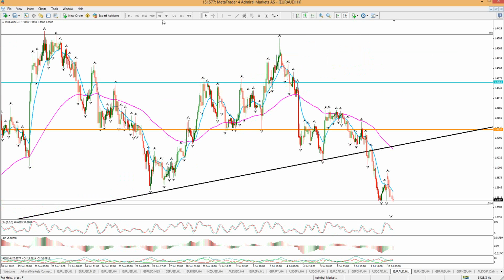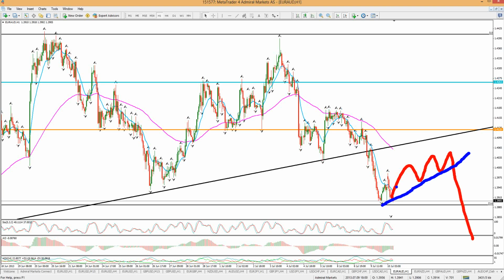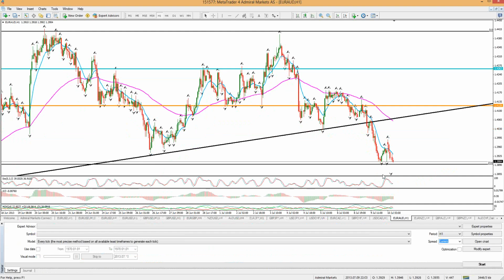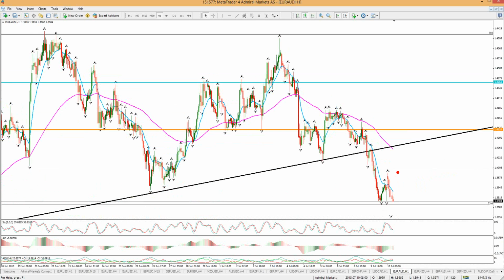All right. The 1 hour world doesn't have any structure that I like at the moment. What I'll be looking for is maybe a correction like this, and then the next one could be a good break. All right, something like that. Currently, it's just moved down, and then it's bouncing here. It's very small.